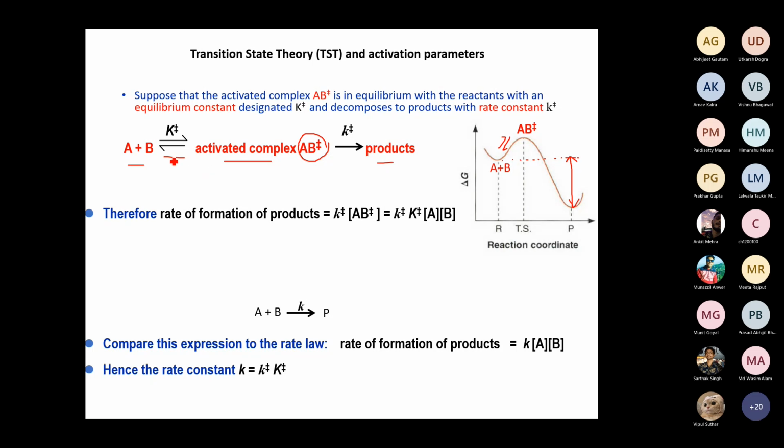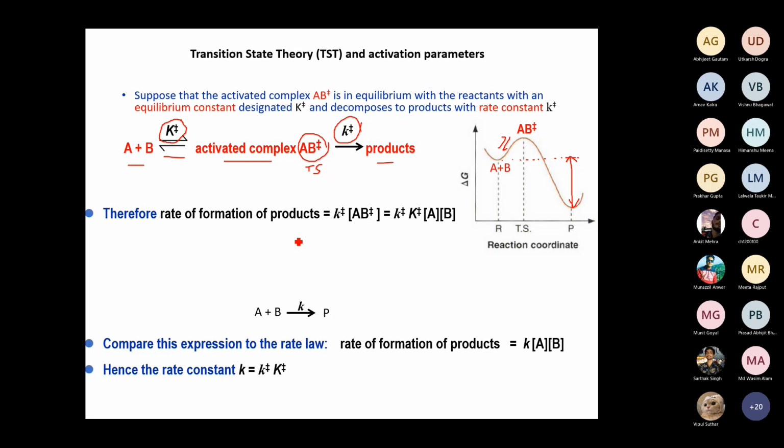So A and B are converting to the activated complex. So there will be a constant that is called the equilibrium constant, right? And when the transition state AB is converting to the product, the second step, definitely there will also be a rate constant, small k. Okay, it's the second rate constant. So the first one is the equilibrium constant, and the second one is the rate constant for the second step, converting the transition state to the product.